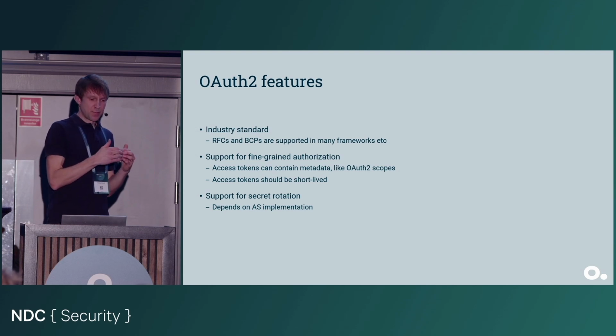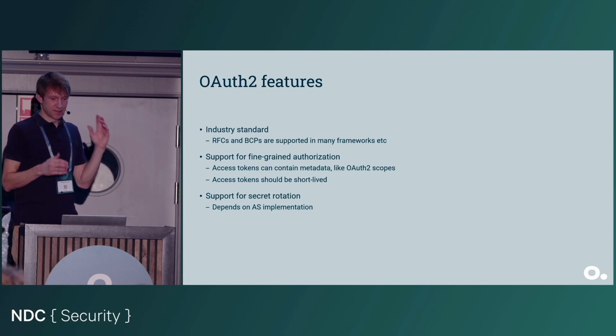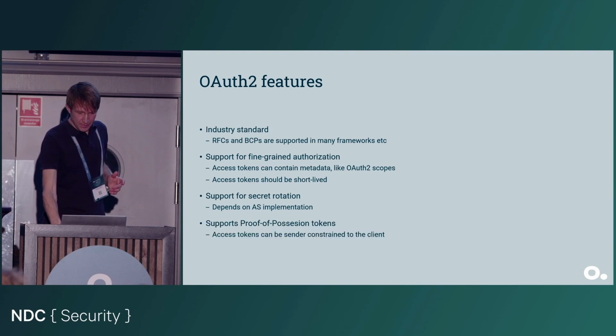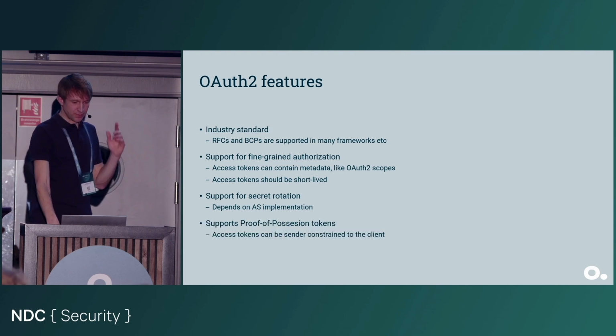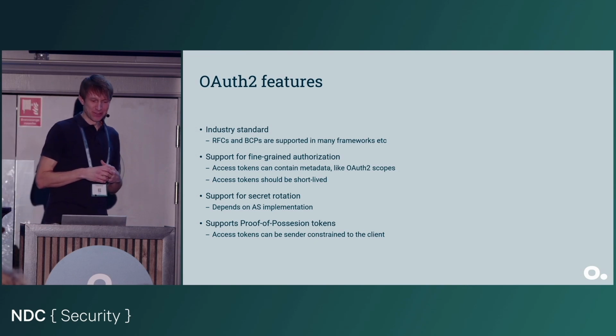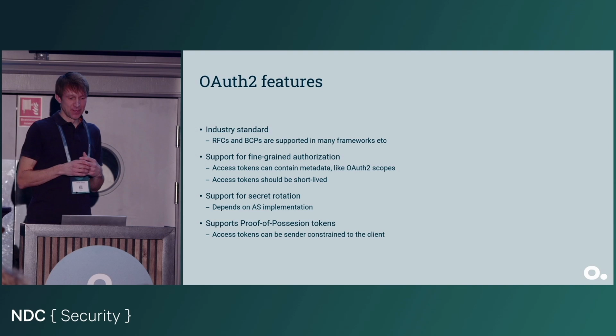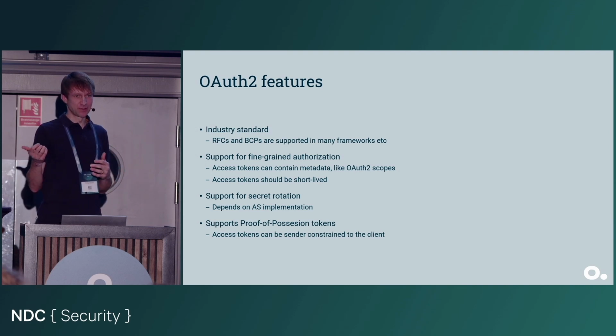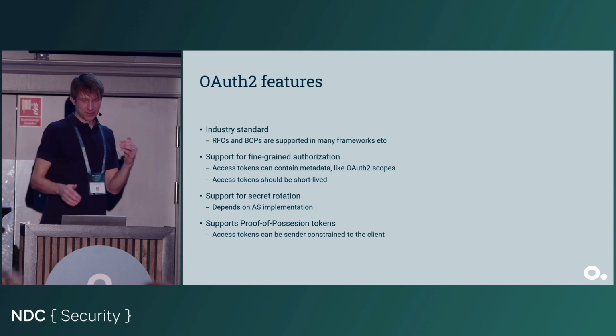And this is, of course, nothing new. The bearer issue that I showed you. Oh, sorry, I forgot one, the most important one. We also have support for something called proof of possession token, which is a stronger way to deal with tokens. We will talk more about that later, so we don't use this bearer approach.